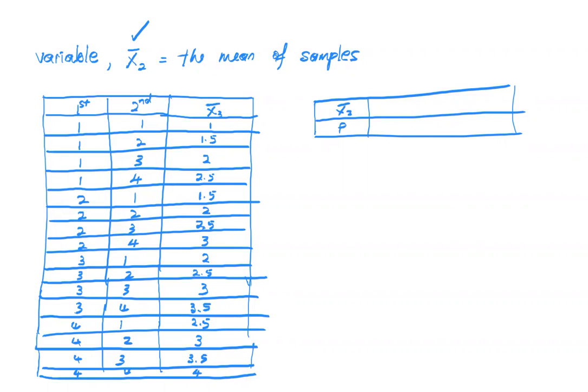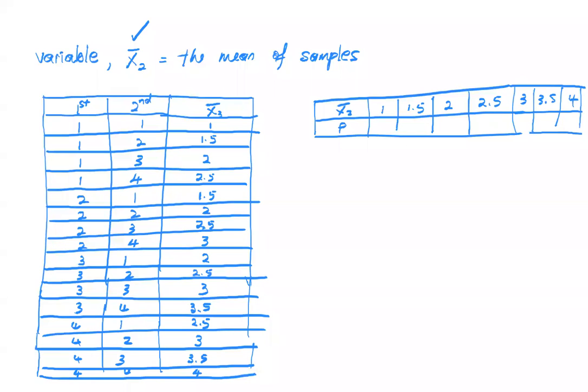So build a probability distribution table for sample mean. Mean means the average. Okay? So the lowest mean is 1, then go 1.5, then 2, 2.5, 3, 3.5, then 4.